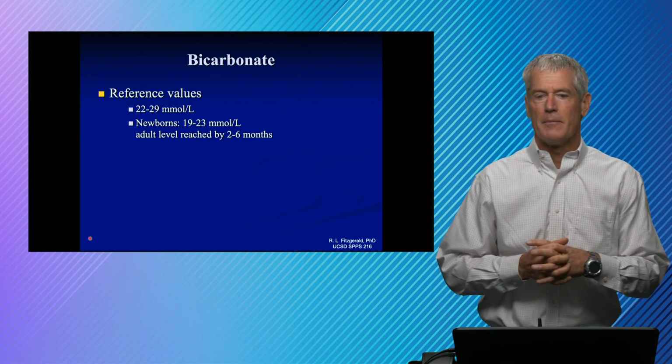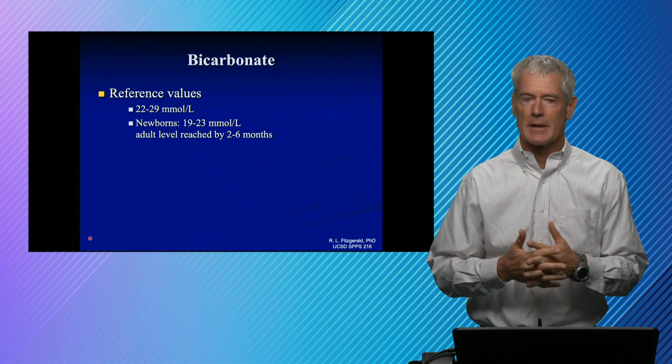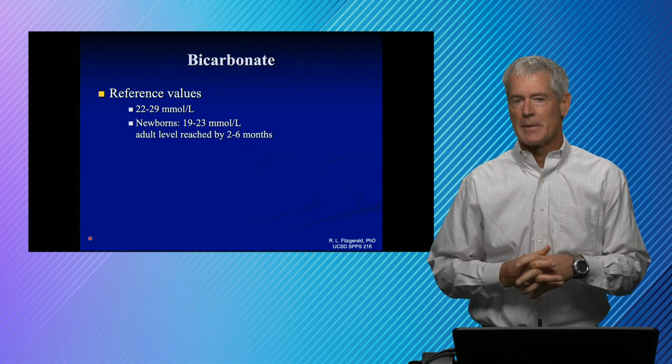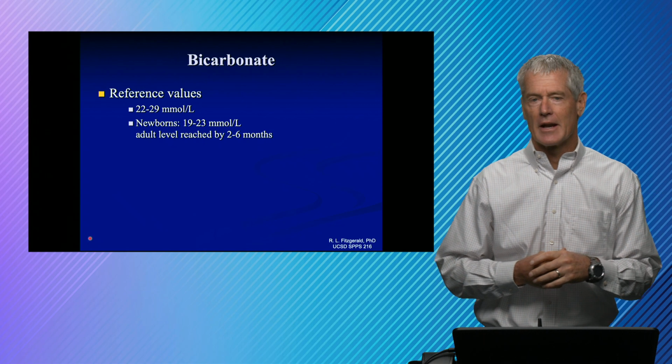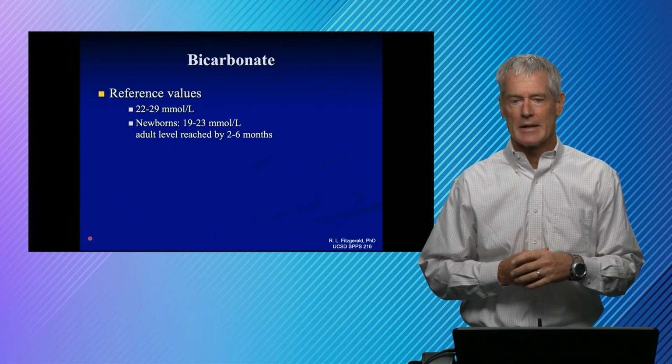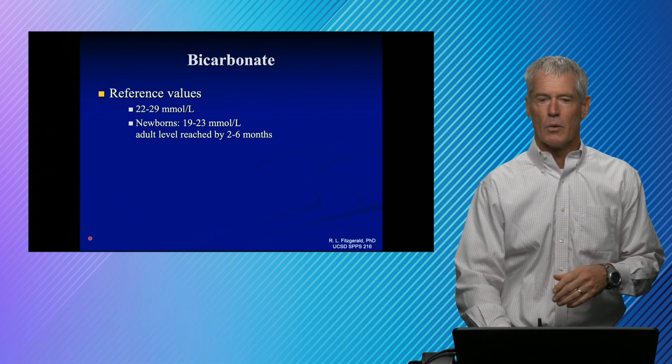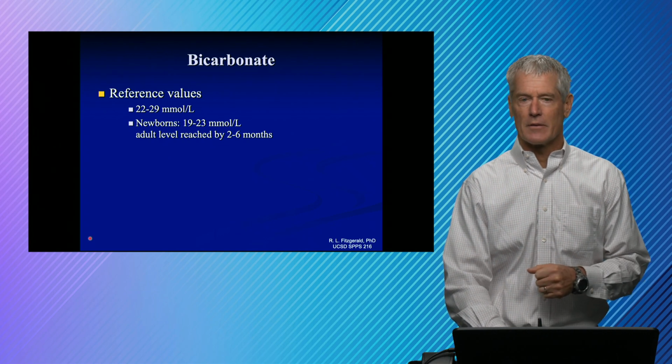So the reference range of bicarb is 22 to 29, something like that. Newborns have a little bit less. They're renal. They're not able to reabsorb bicarb as well renally. But in about 2 to 6 months, newborns get about the same reference ranges.